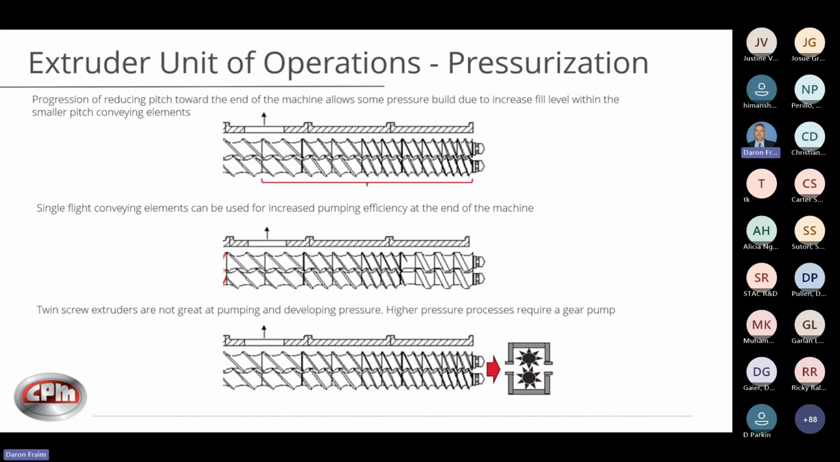When it comes to single flights, these are common to use both in feed, like we talked about earlier. They're great pumping efficiency because of the very wide flights. They're typically used in the feeding and the discharge end because they increase the pumping efficiency and will develop a little more pressure.